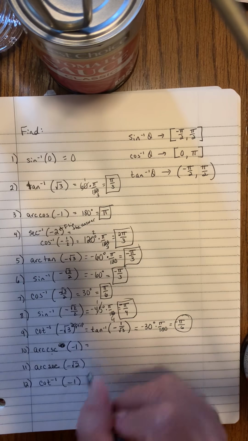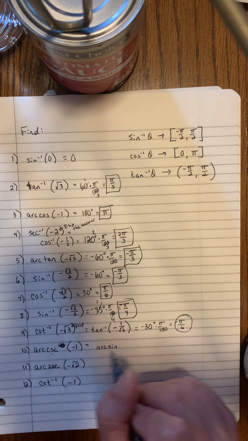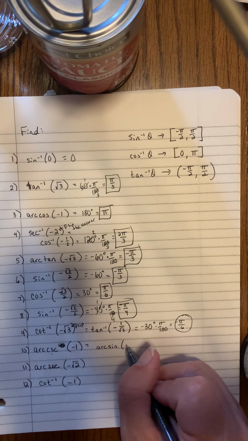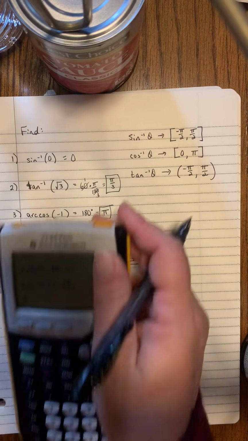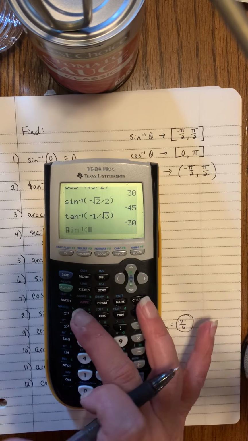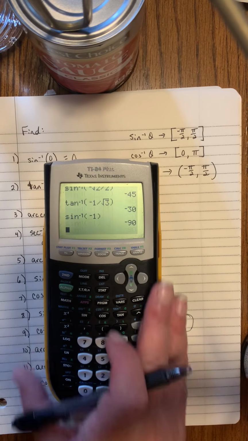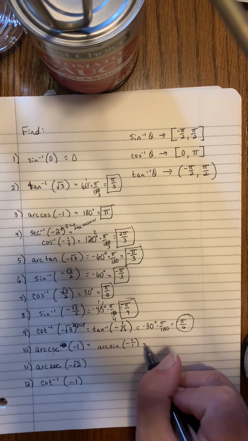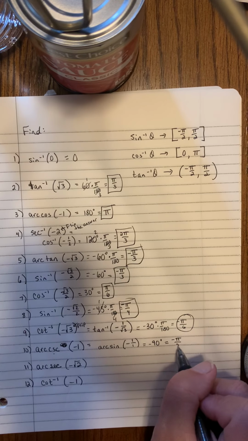The arc cosecant, well, we can't do the cosecant. We don't have that button, so we're going to do the arc sine. And we're going to flip -1, which is just going to be -1/1, correct? So we'll just do the inverse sine of -1. We get -90. And hopefully you know by now that that's -pi/2.